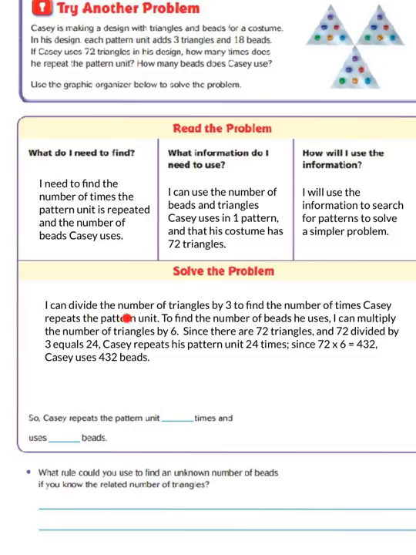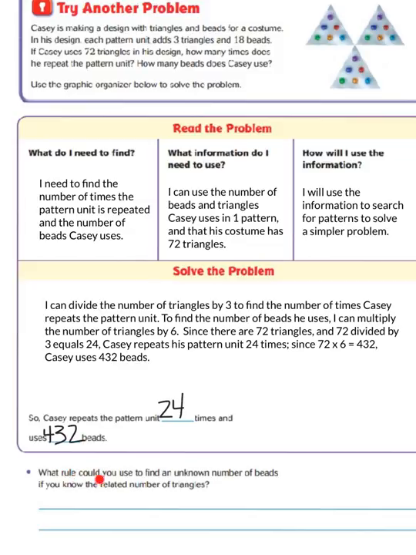So we can divide the number of triangles by 3 to find the number of times Casey repeats the pattern unit. To find the number of beads he uses, we can multiply the number of triangles by 6. Since there are 72 triangles and 72 divided by 3 equals 24, Casey repeats his pattern unit 24 times. Since 72 times 6 equals 432, Casey uses 432 beads. So Casey repeats the pattern unit 24 times and uses 432 beads.